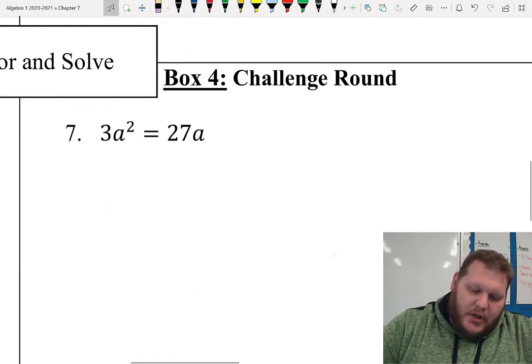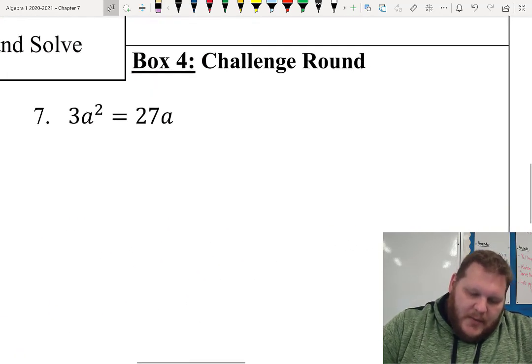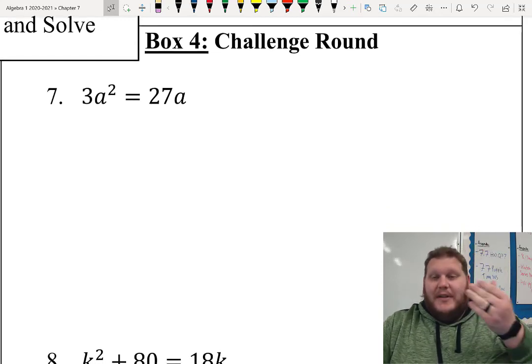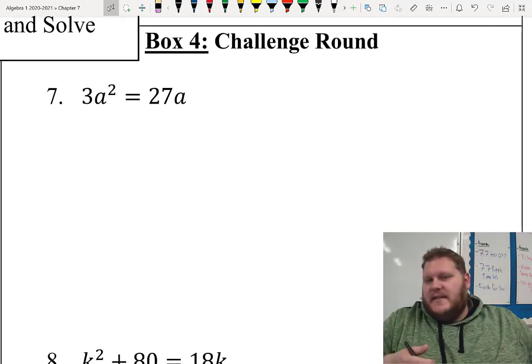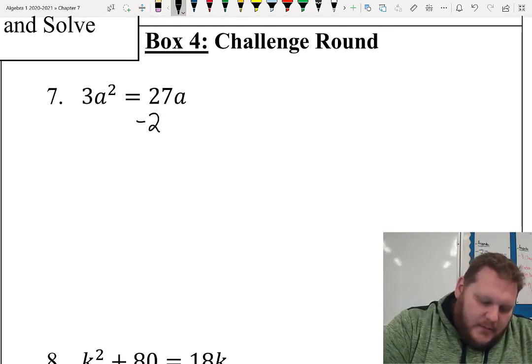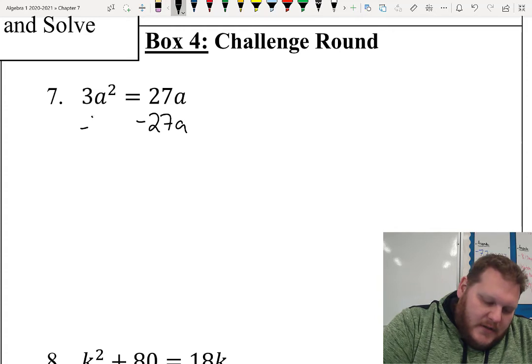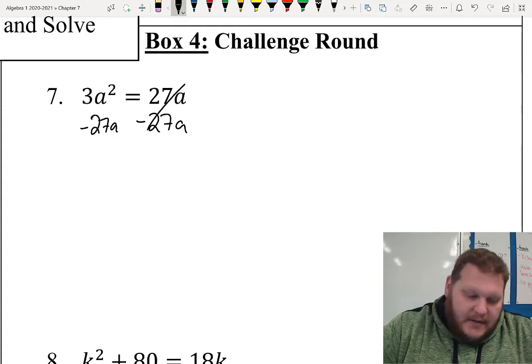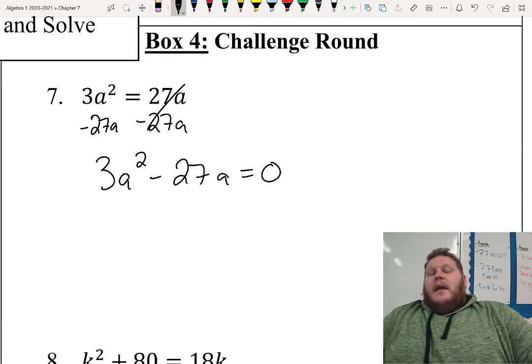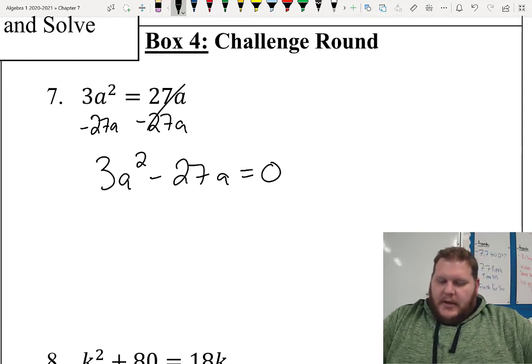Last box, challenge round. Now we're getting to be a little bit more difficult. So with this one right away, we recognize we've only got 2 terms, and they aren't even on the same side of my equation. So first step has to be get it equal to 0. So you can move either one of these. I find it easier to leave my squared term positive, so I'm going to rearrange this into 3a squared minus 27a equals 0. And now we're back to a problem like we've seen earlier.